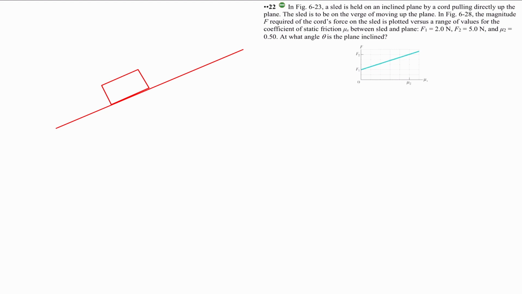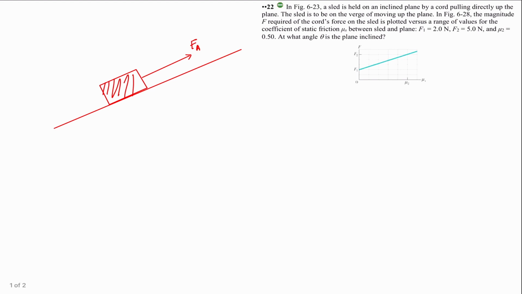And I'm told that the sled is held on an inclined plane. So this suggests to me that there's no motion here. So the sled is held at this point. So it's held by a force or by pulling up directly on the plane. So here's our force that's going to hold up the sled. Let's call it F sub A.